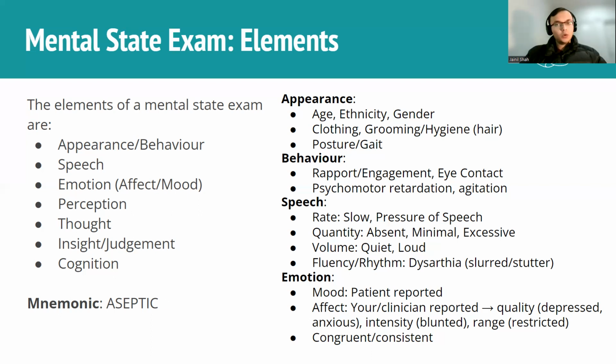And finally, you come to fluency and rhythm. Do they have some sort of dysarthria? That's where the instrument, aka the mouth and the tongue and all the vocal cords, have some sort of problem that results in the speech coming across unclear. That can be in the form of a slur or a stutter. Essentially, you want to listen out for that because that can again point to a pathology as well.